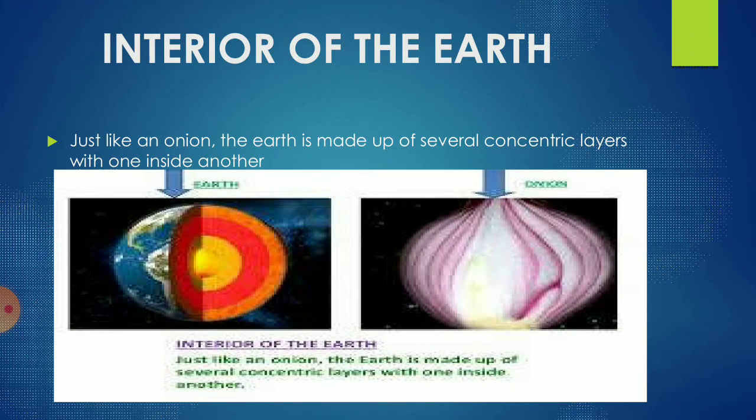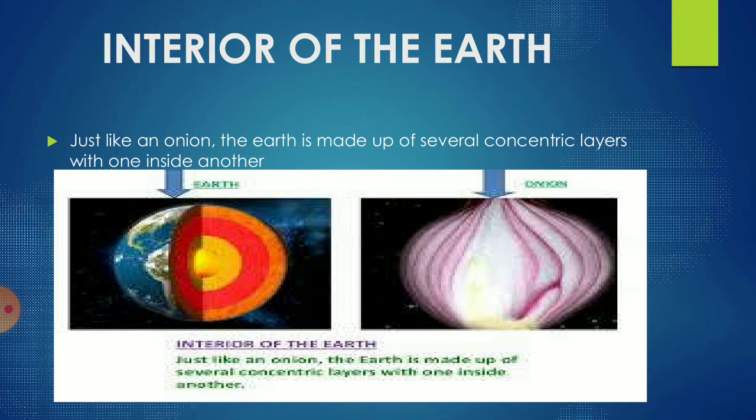The interior of Earth. Just like an onion, the Earth is made up of several concentric layers with one inside another, right? So we have all seen an onion, right? So even the Earth has multiple concentric layers inside it.